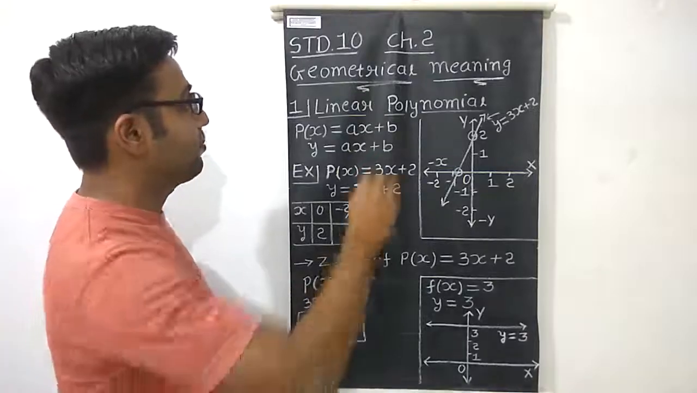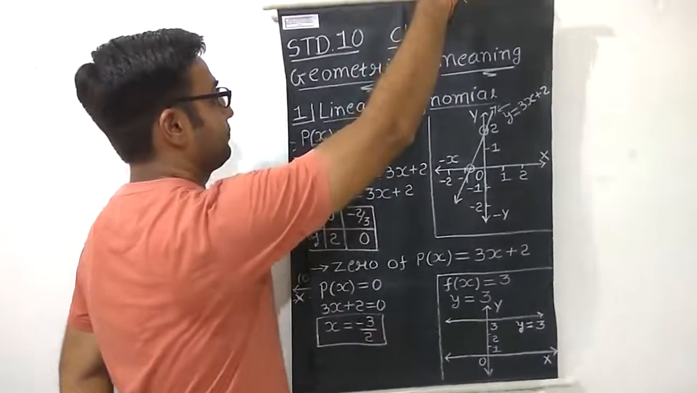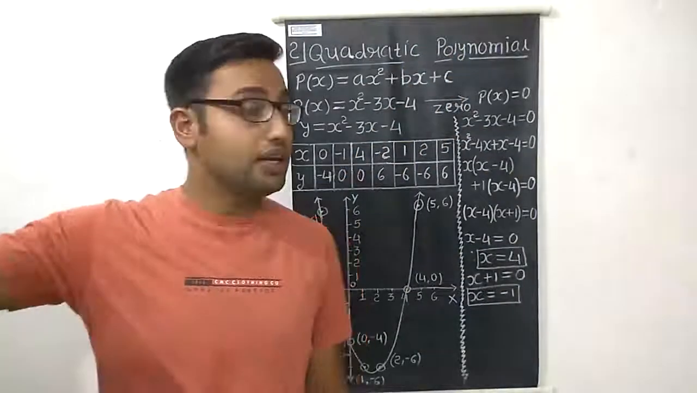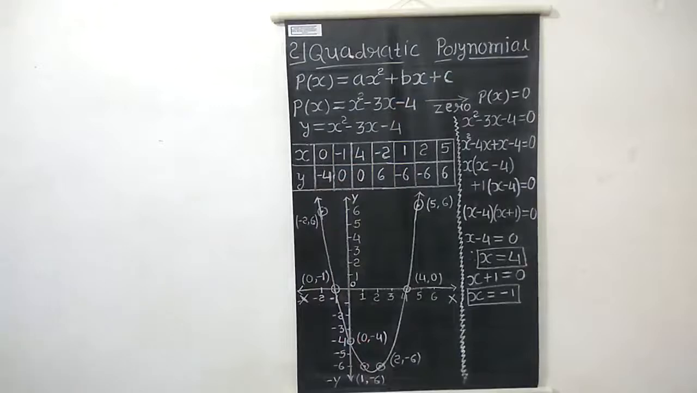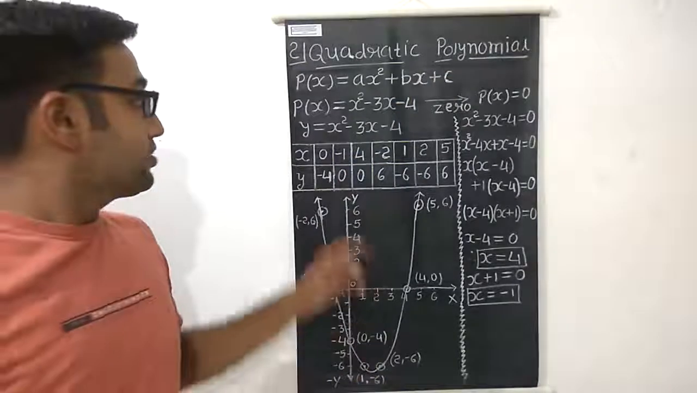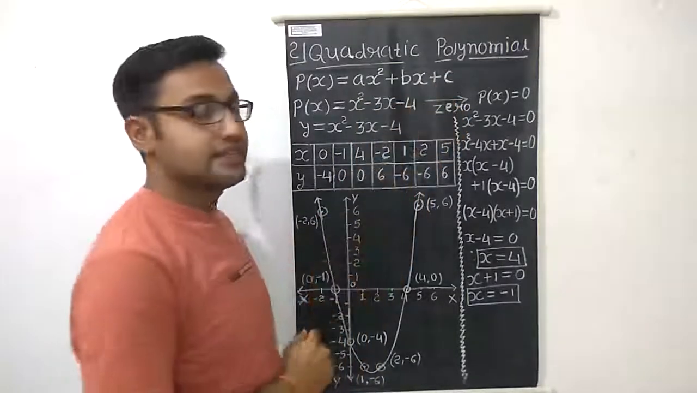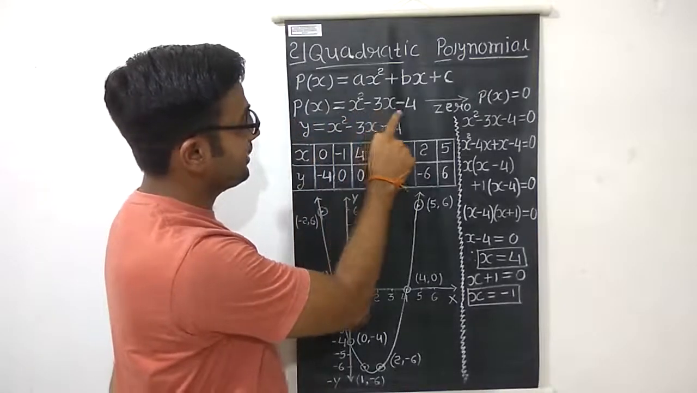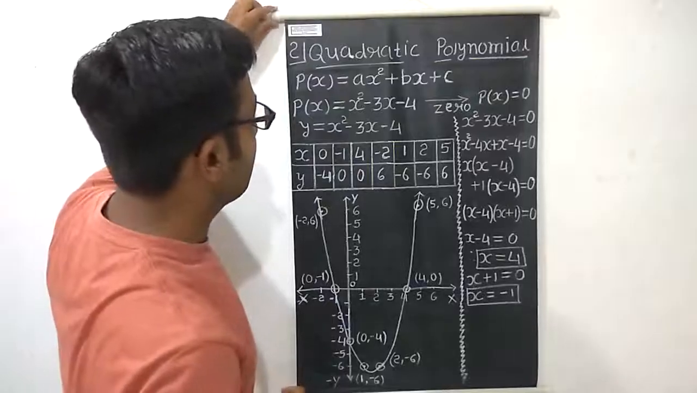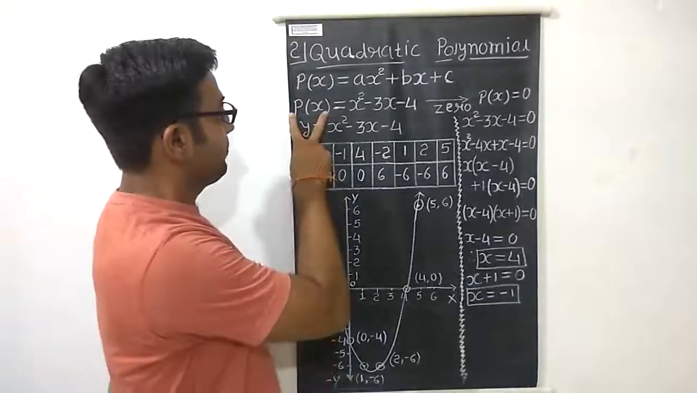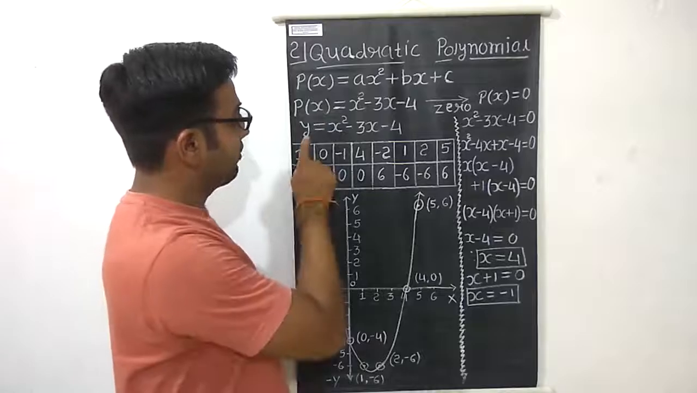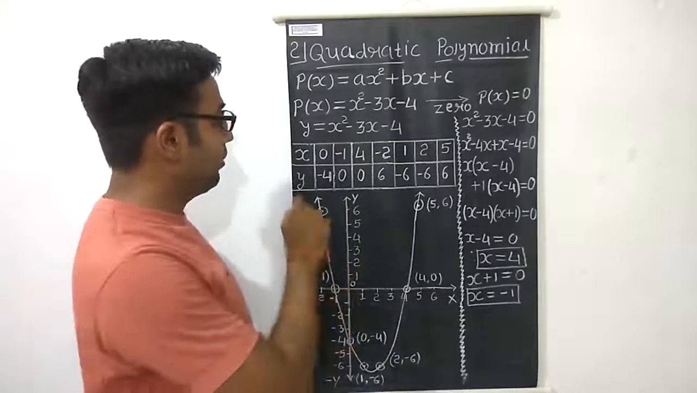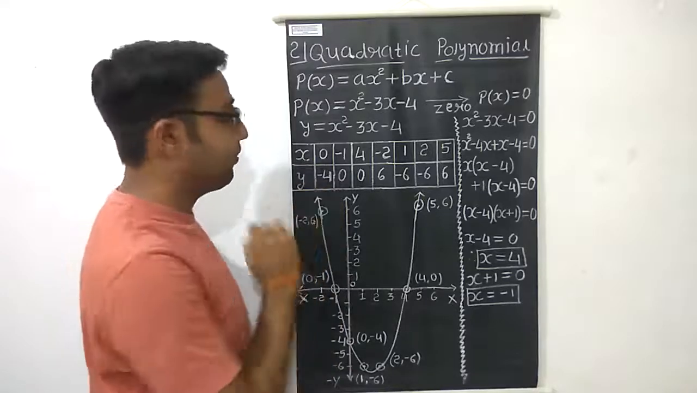Let's see the quadratic polynomial. The standard form of the quadratic polynomial is ax square plus bx plus c. Let's take an example: p of x equals x square minus 3x minus 4. By taking this equal to y, y equals x square minus 3x minus 4. By taking different values of x, we get different values of y.